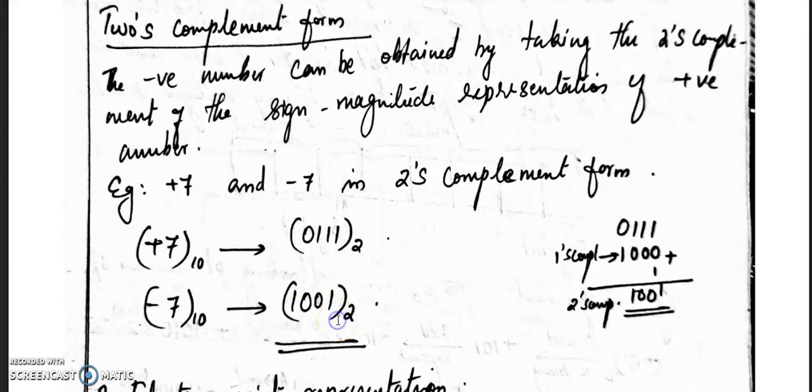Okay, so these are the three methods to represent negative numbers in the fixed point numbering system.